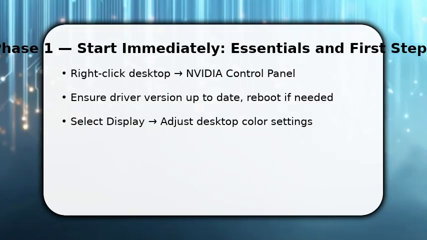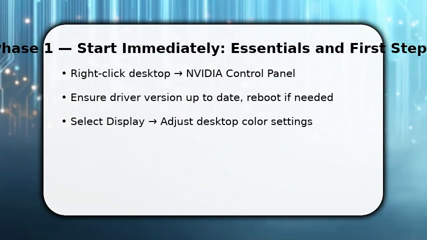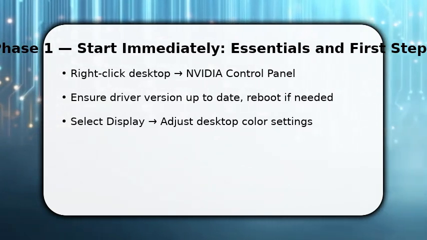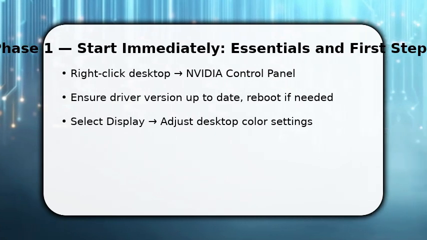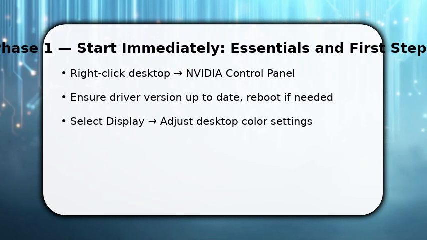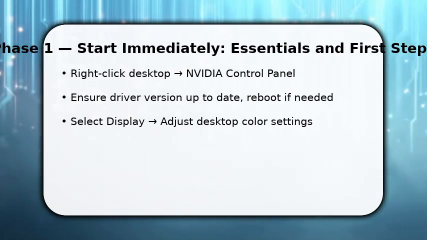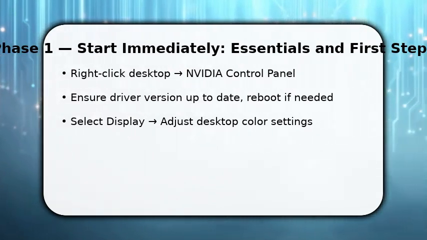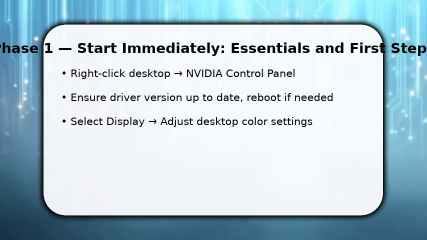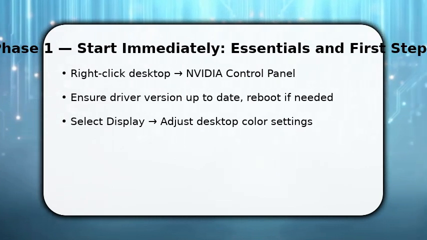You start by opening the Nvidia control panel, right-click the desktop and choose it. You do this because the control panel exposes per-display color controls so you can adjust precisely. Once open, make sure your GPU driver is current. This prevents missing options. Then, navigate to Display and click Adjust Desktop Color Settings to reveal brightness, contrast, gamma, digital vibrance, and hue. From here, you're ready to pick a baseline profile.